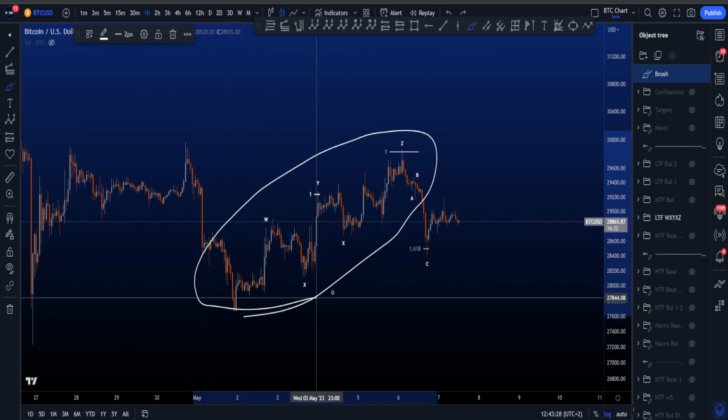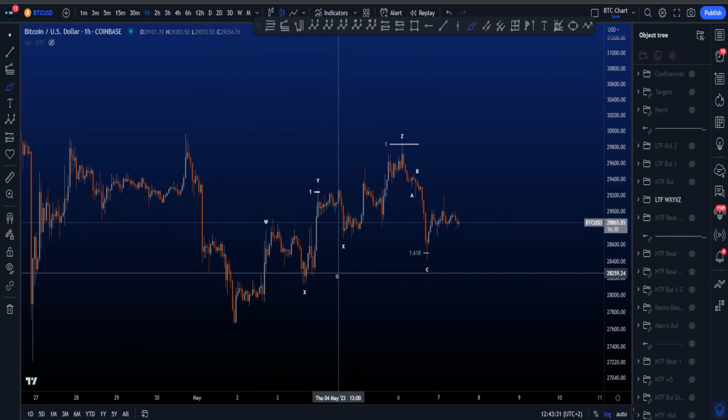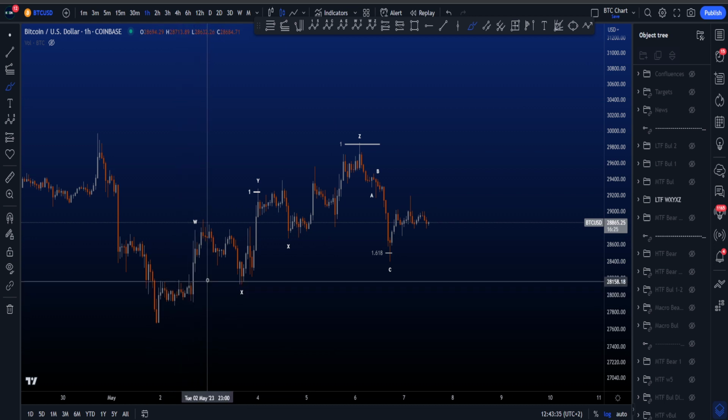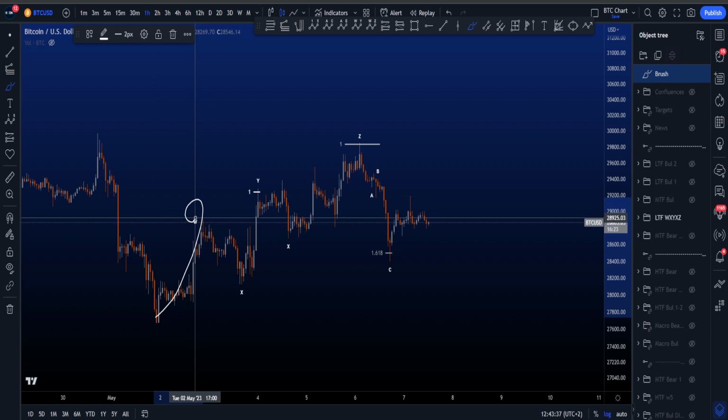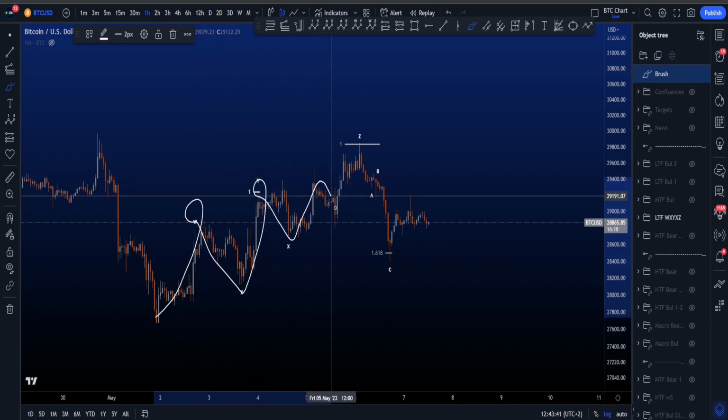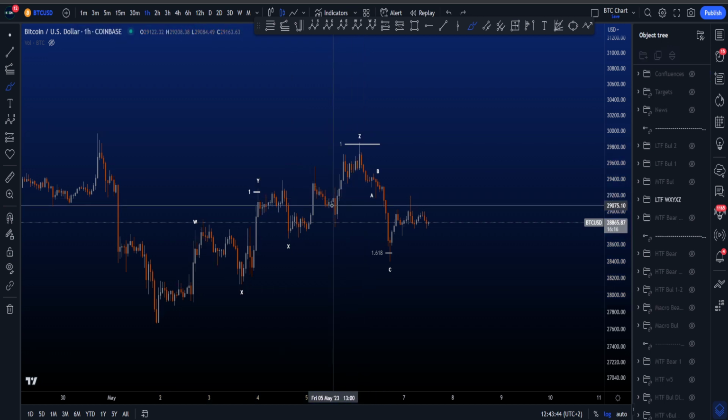because of this structure over here, which looks to be a little bit like a WXYXZ, which is a corrective structure. It's quite rare, but then you have a 3-wave structure in a W, corrective X, 3 waves in Y, corrective X once again, and then another 3 waves in eventually a wave Z.